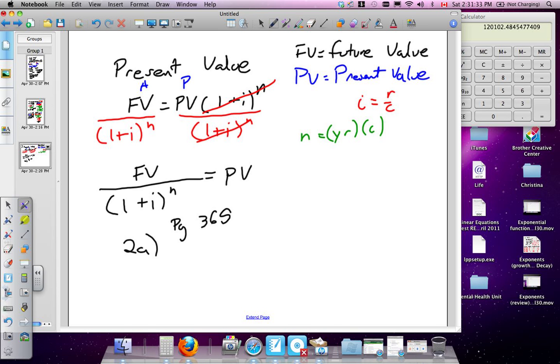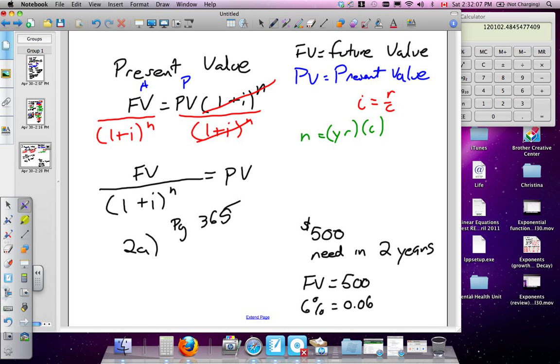Okay, so it says $500 is needed in 2 years. So I need to have $500 in 2 years. In other words, we're talking about I need the future value of money. My future value needs to be $500. I can invest money at 6%. 6% as a decimal is 0.06, which is equal to which letter, which variable do we call? R. Good.